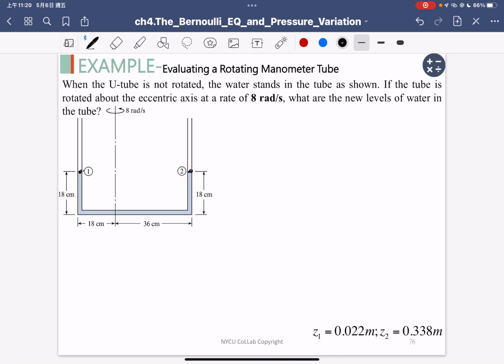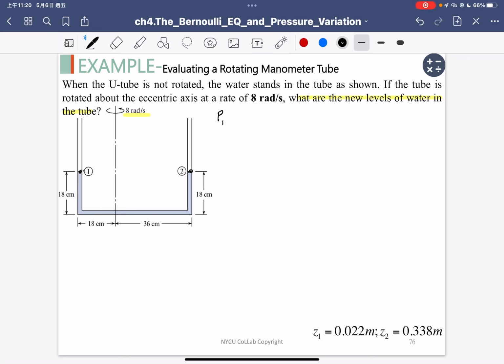And what's the problem? The problem is what are the new levels of the water in the tube after you apply the rotational angular speed. Okay, so in that case, we need to apply the Bernoulli equation for the rotational flow. Again, we just make the balance.